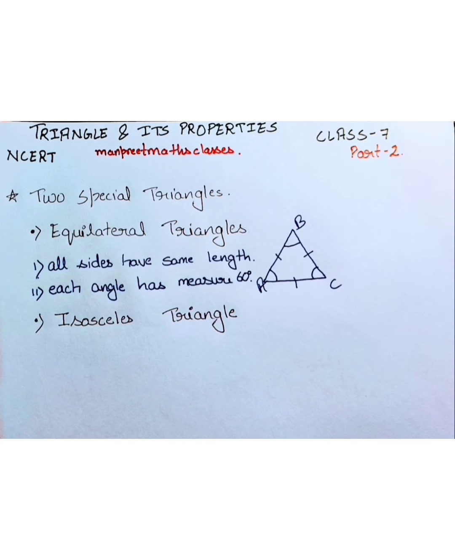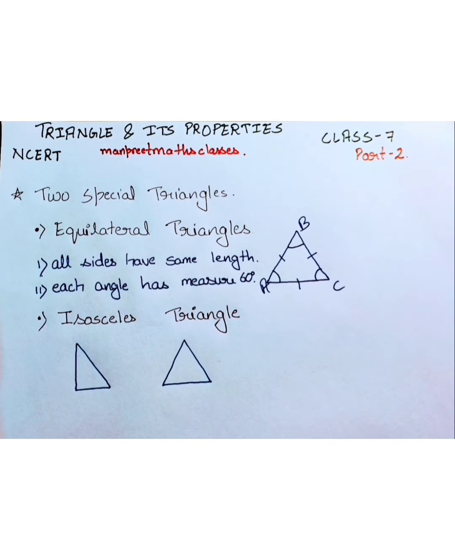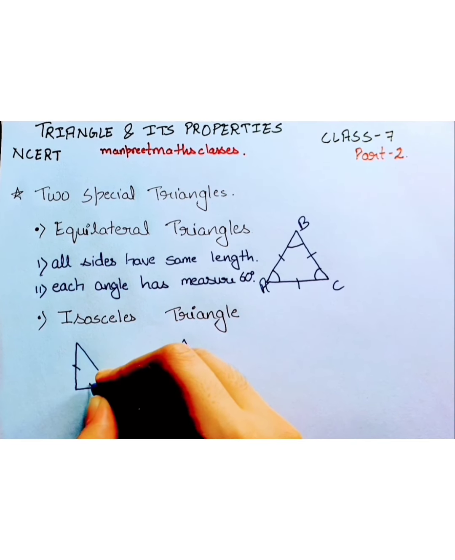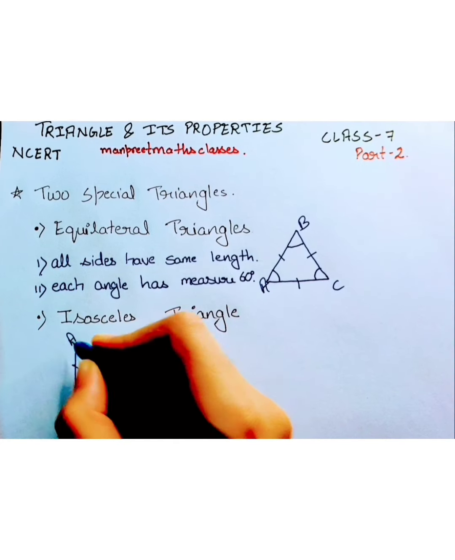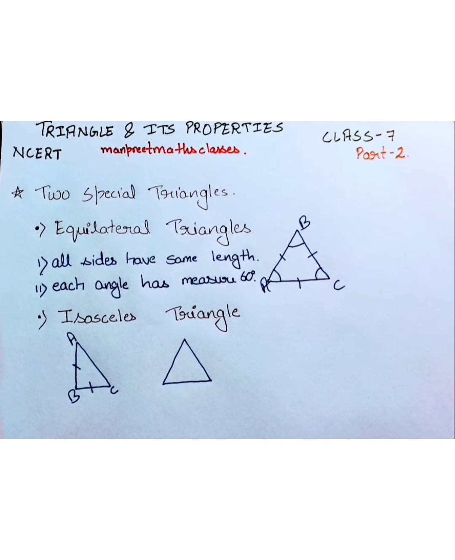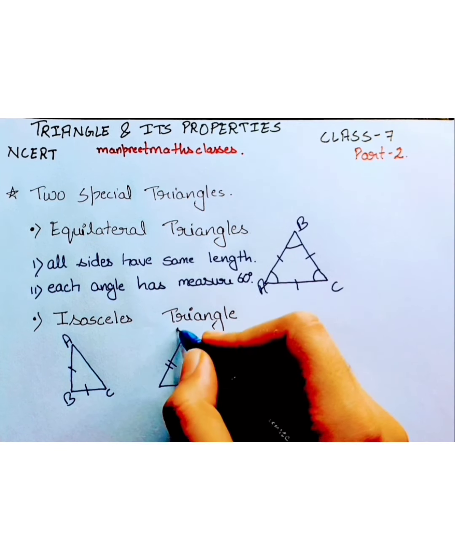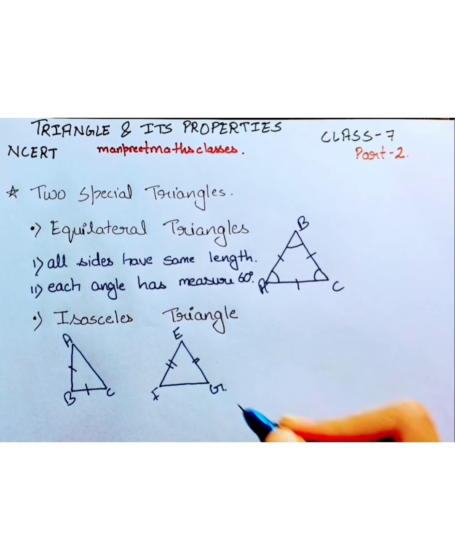Now next is the isosceles triangle. So what is the property of an isosceles triangle? We can identify it by using its property, and the property is that in an isosceles triangle two sides are of equal length. How? Let's see. So here are two triangles. You can take many more as examples. See, in an isosceles triangle two sides are of equal length. So this will be equal to this. Then we can say the triangle ABC is an isosceles triangle. Second, if this length is equal to this length, then you can say triangle EFG is an isosceles triangle.